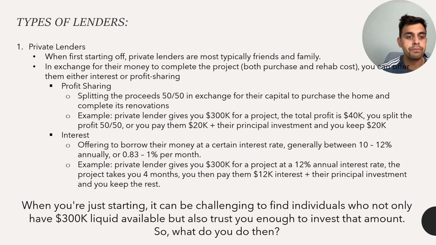An example here, same example as the top. A private lender gives you $300,000 for a project at a 12% annual interest rate. The project takes you 4 months. You then pay them $12K in interest plus their principal investment, and you keep the rest. As you see in both those examples, the interest option yielded you a greater return. Looking at it again over 4 months, at a 12% annual rate, which is about 1% a month, for 4 months it's 4%. At $300,000, 1% being $3,000 times 4, that's $12,000 in interest.